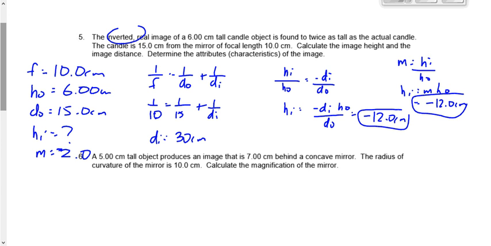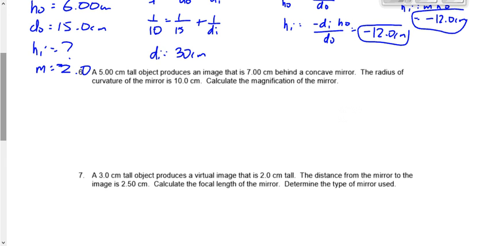Okay, 6. 6 says a 5 centimeter tall object produces an image that's 7 centimeters behind a concave mirror. Okay, this one's tricky here. A 5 centimeter tall object. We're going to say HO is 5.00 centimeters. The image is 7 centimeters behind the concave mirror. That's going to be DI.